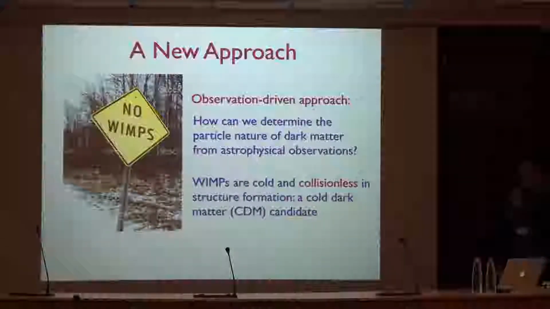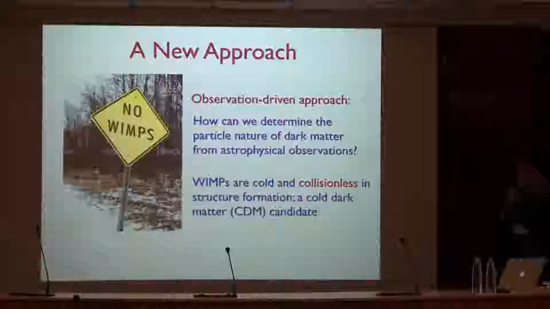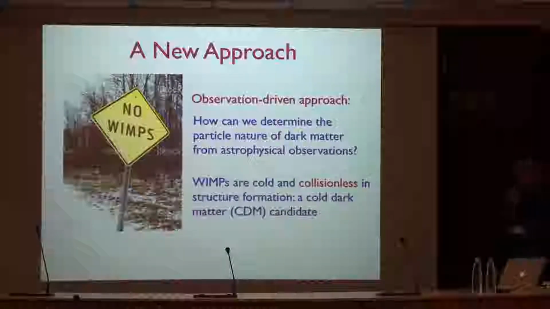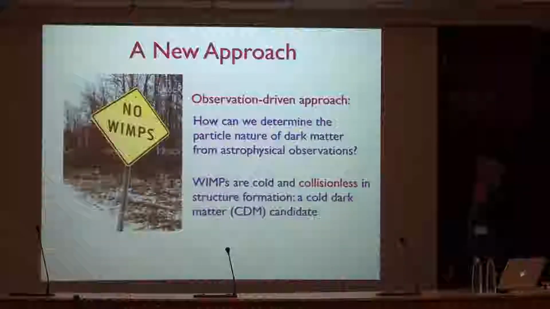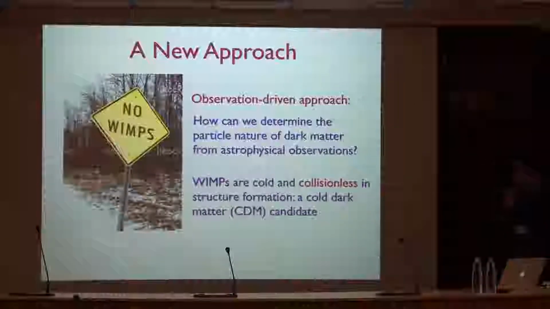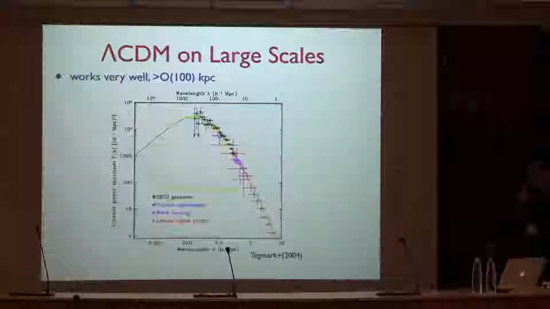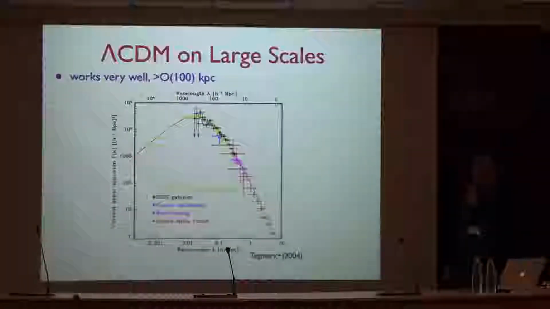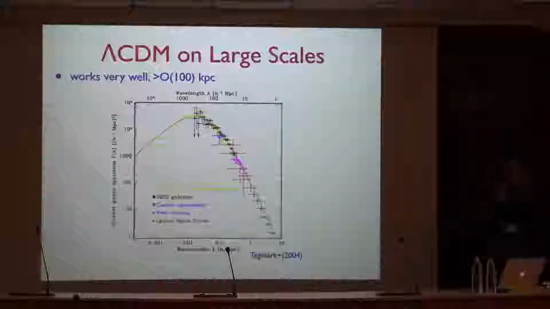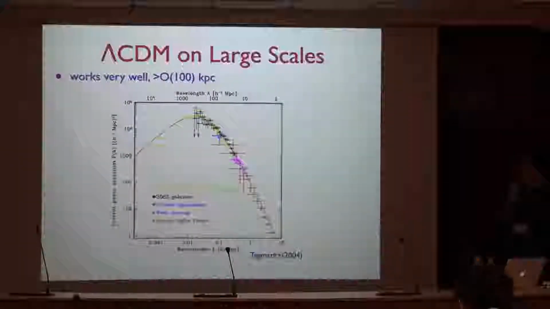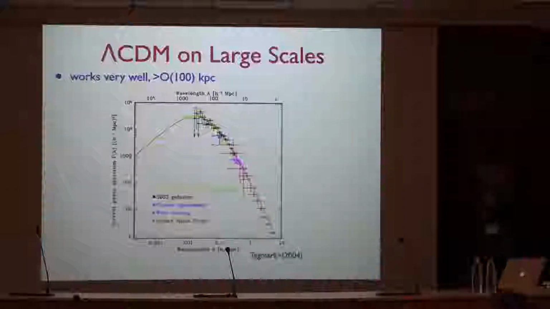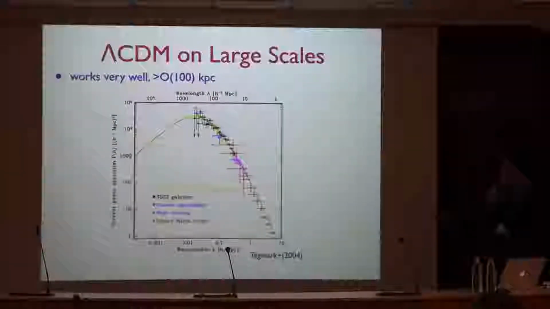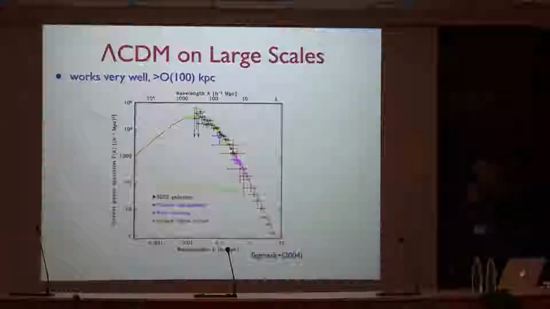So let's remind ourselves that WIMPs are cold collisionless dark matter candidates in terms of structure formation. We want to check whether this so-called CDM or lambda CDM paradigm works on different scales. Here lambda denotes dark energy. As we all know, lambda CDM works very well on larger scales. By larger scales, I mean scales bigger than 100 kiloparsecs or so.